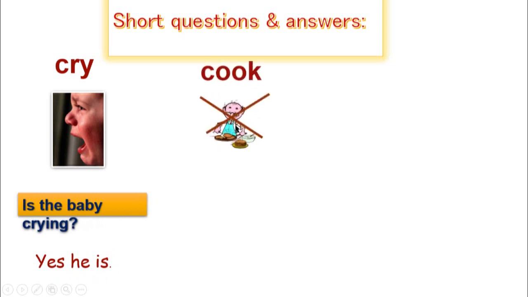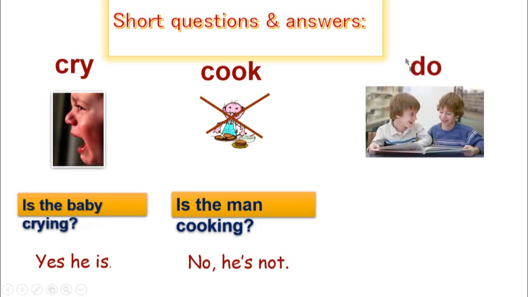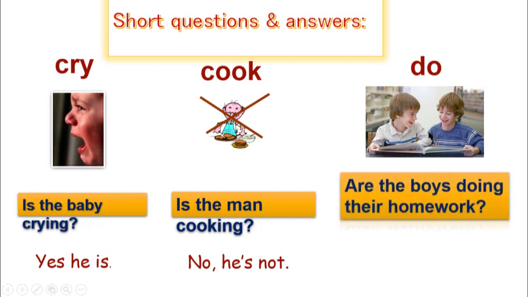Let's see picture number two. The verb cook. Look at this man. We have a cross. So how can you make a yes/no question? Is the man cooking? No, he's not. Third one, we have this picture and this verb, do. How can you make a yes/no question? Are the boys doing their homework? Yes, they are.